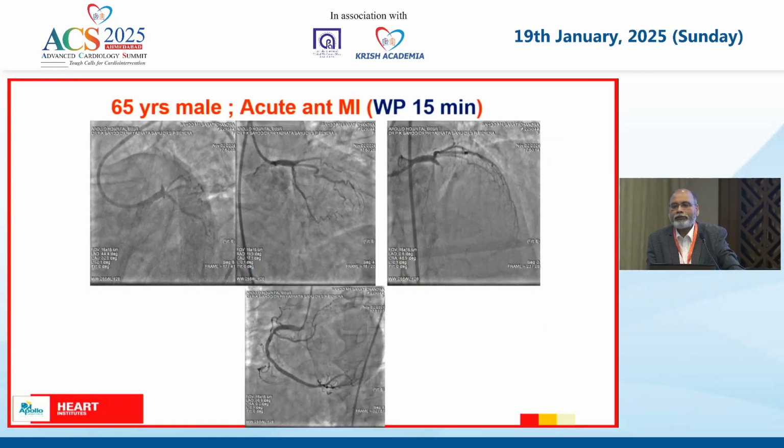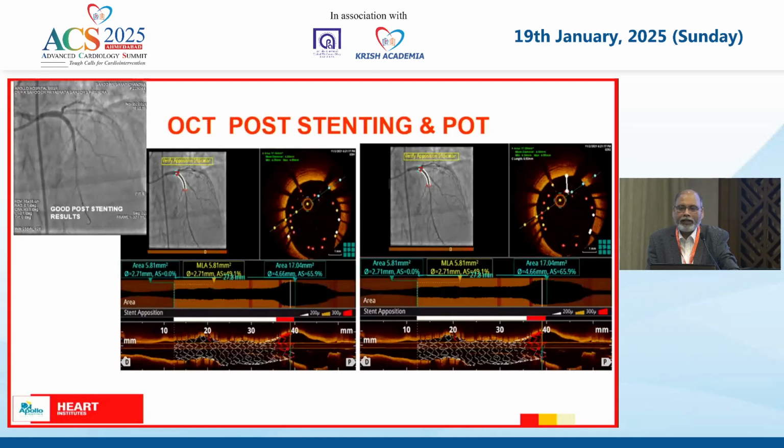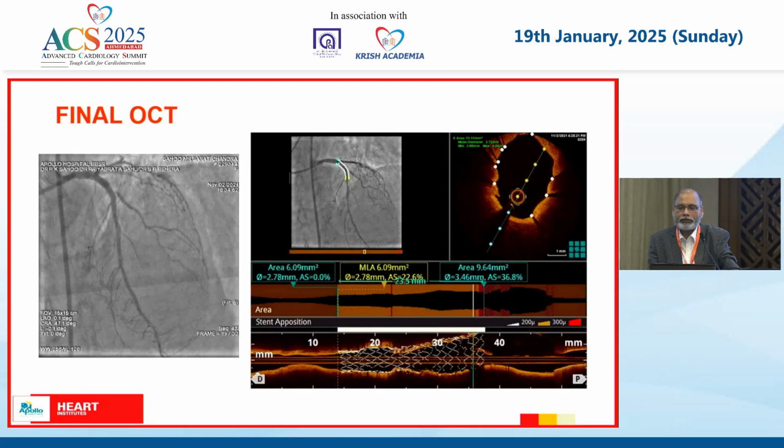This is an acute anterior MI, with a window period of 15 minutes. The patient was taken to the lab for a primary angioplasty, thrombosuction done, stented, post-dilated, and finally you see what you see over here. It is still under expanded. Malapposed, under expanded. So here what has to be done: you go for a higher size balloon, a 4.5 balloon, you start expanding it and you see it is well apposed now. This is the final OCT. So if you have to detect malapposition and under expansion very clearly, get an OCT done, and that really helps. Now it is apposed and well expanded.